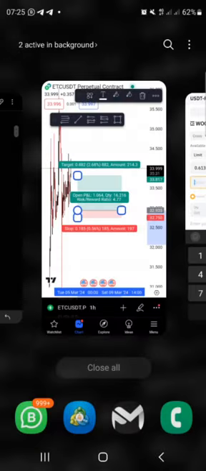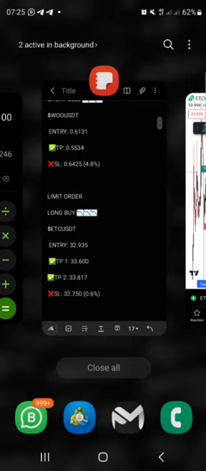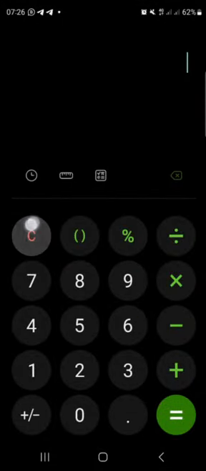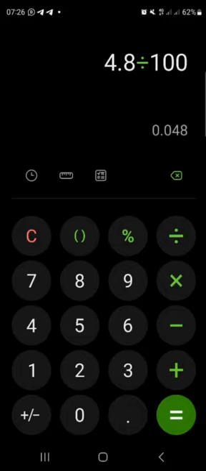Now for this trade, the stop loss percentage that we got was 4.8. So to get your order value, come to your calculator. 4.8% just means divide by 100. You divide it by 100. You are going to get 0.048. Good, put that in mind.